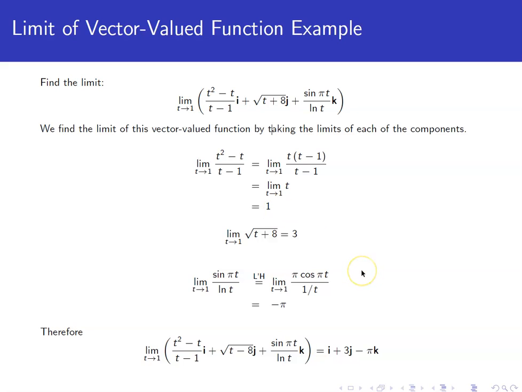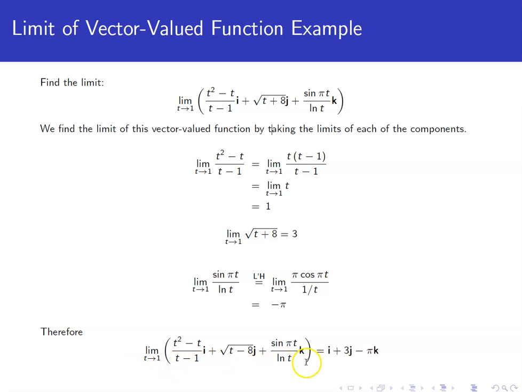For the third one, we'll use L'Hopital's rule. Since we would plug in 1 for t, we get 0 over 0. The derivative of the top is pi cosine pi t. The derivative of the bottom is 1 over t. Now we can plug in 1 without any issues. We get a 1 in the denominator. We get a negative pi in the numerator, so the limit's just negative pi.